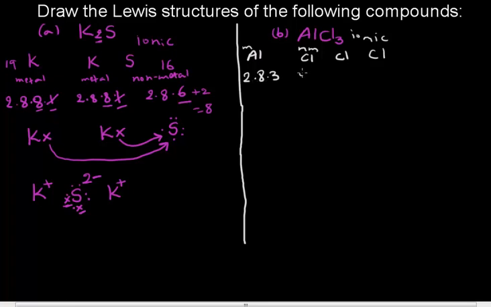Chlorine has 17 electrons, so that would be 2, 8, 7. Similarly, this chlorine has 17, that would be 2, 8, 7. And this chlorine will also have 2, 8, 7.